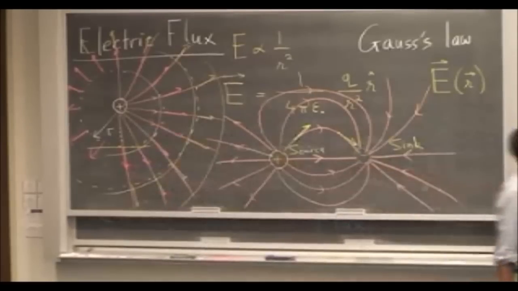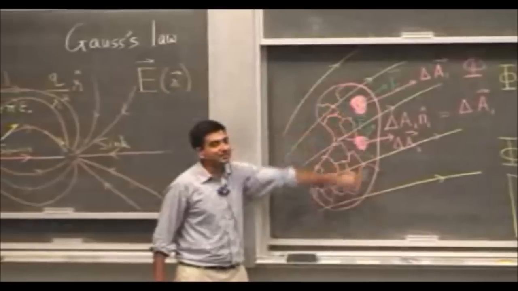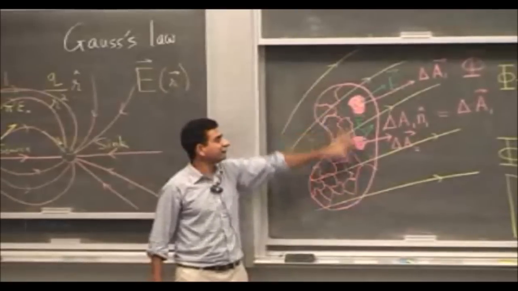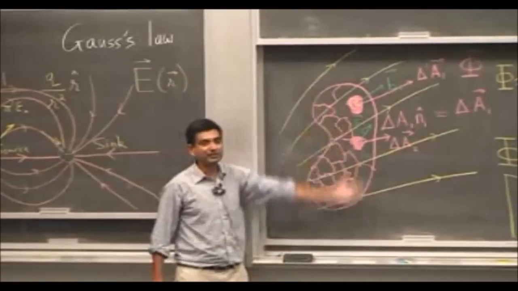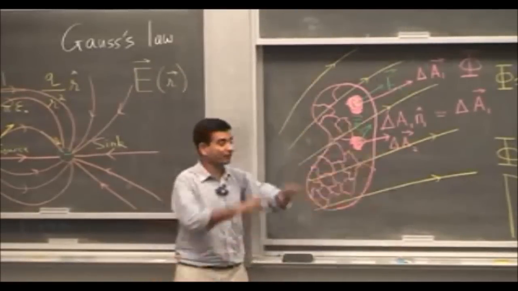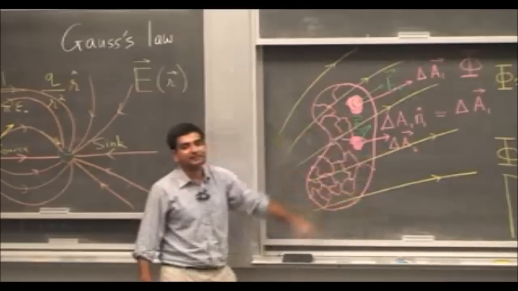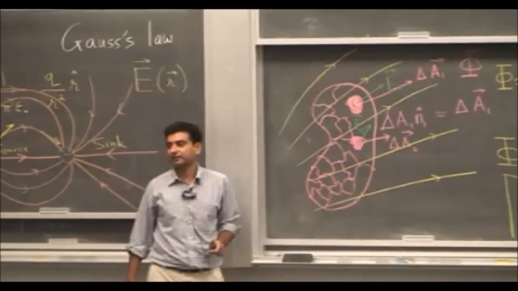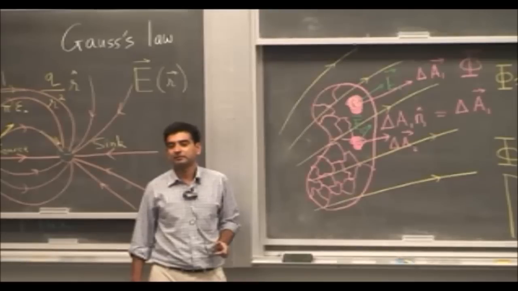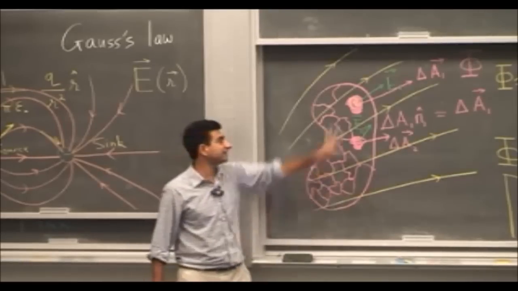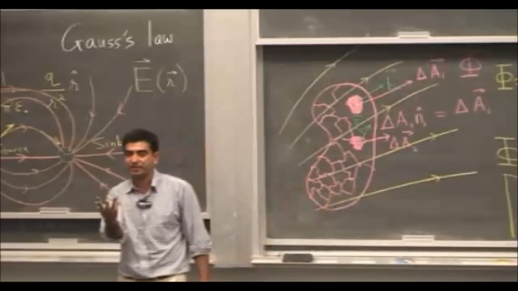If you had a situation like this, in which there were no charges inside, and you would like to find out the electric flux through this surface. It's a closed surface, it has an inside, and if there are no charges inside this volume, what is the flux through this surface? There are no charges inside this sphere-shaped object.